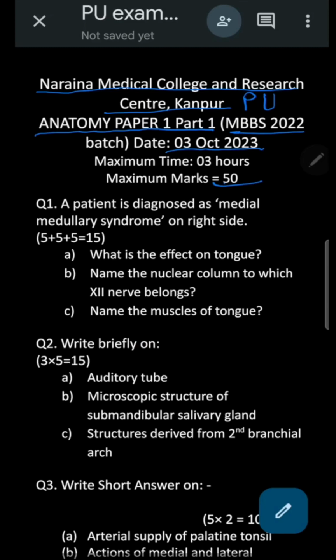So it's a very precise short question where you have to write precisely just whatever has been asked. You don't have to elaborate the details. I believe not more than 5 minutes is required to solve this question. But here I am to explain you this. So remember that medial medullary syndrome, what is that?